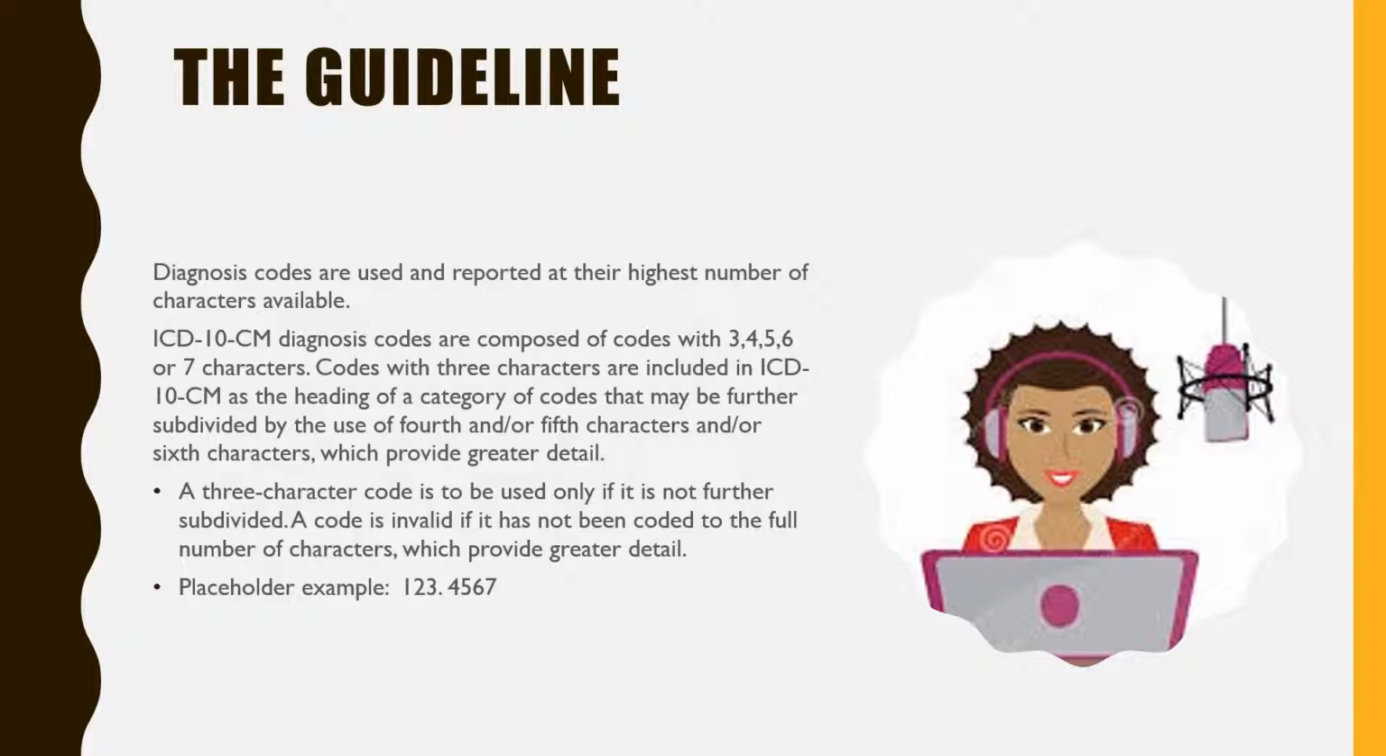So here we have a placeholder example. As the guideline states, there is a possibility that you may have a 7-digit code. The first 3 are considered your headers, and then the 4th, 5th, or 6th digit are considered the specificity of that particular code, which provides greater detail.